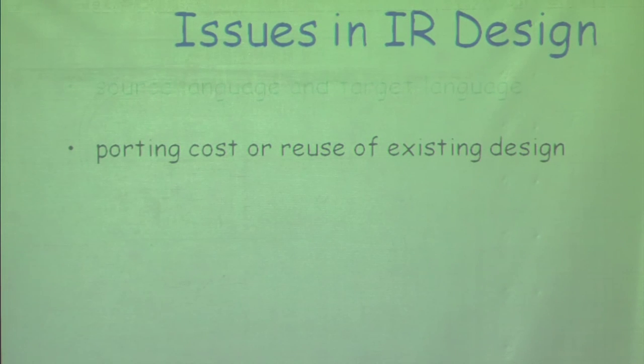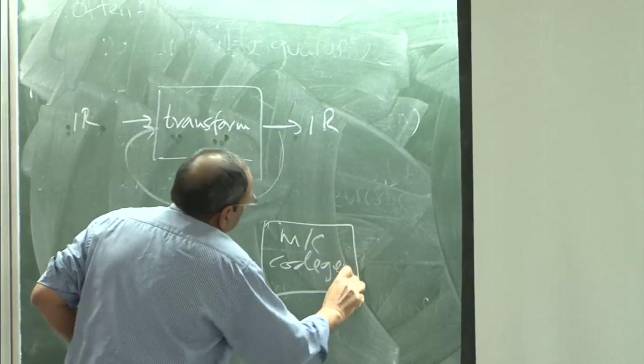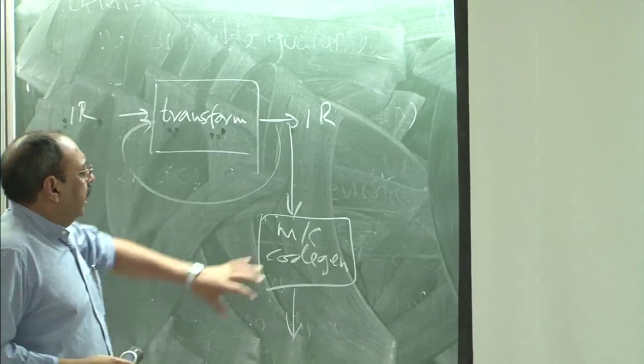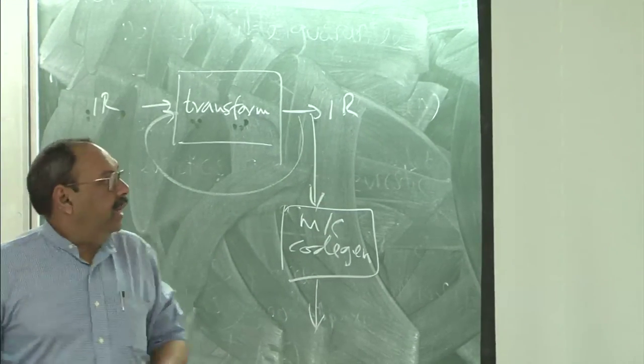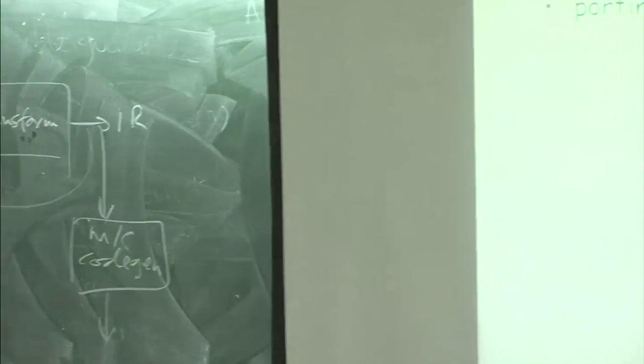Then another thing that is going to matter is the cost of porting. That means if I take an IR and I say that I want to have a retargetable code generator, then at some point of time, I plug in my machine code generator here, and this is my input, and this comes out. Then I want to really do this transformation. What I'm looking at is, one is the porting cost. Another is the reuse of this design.